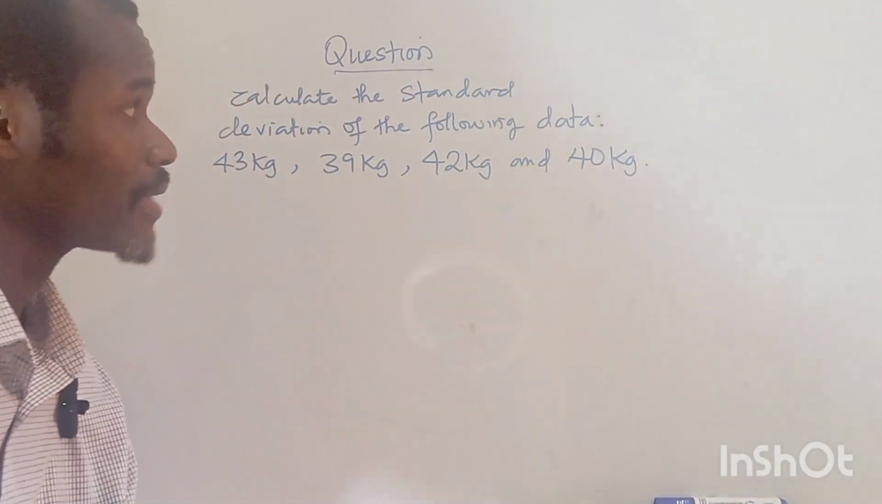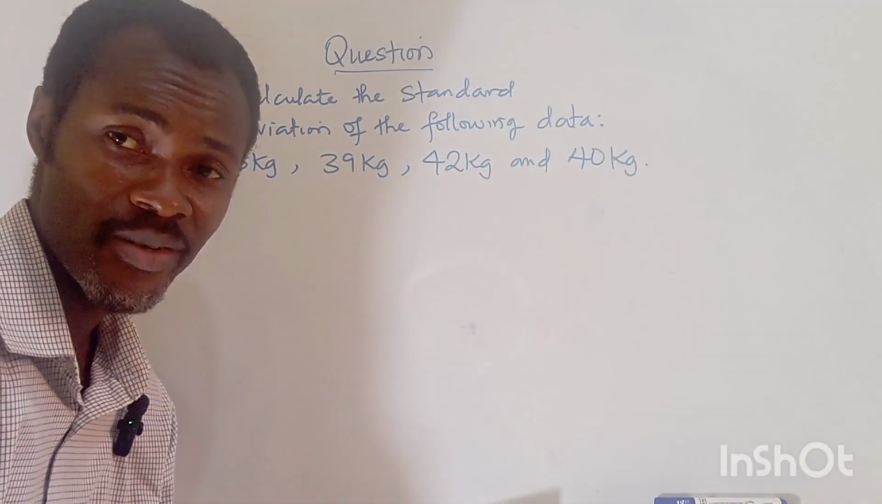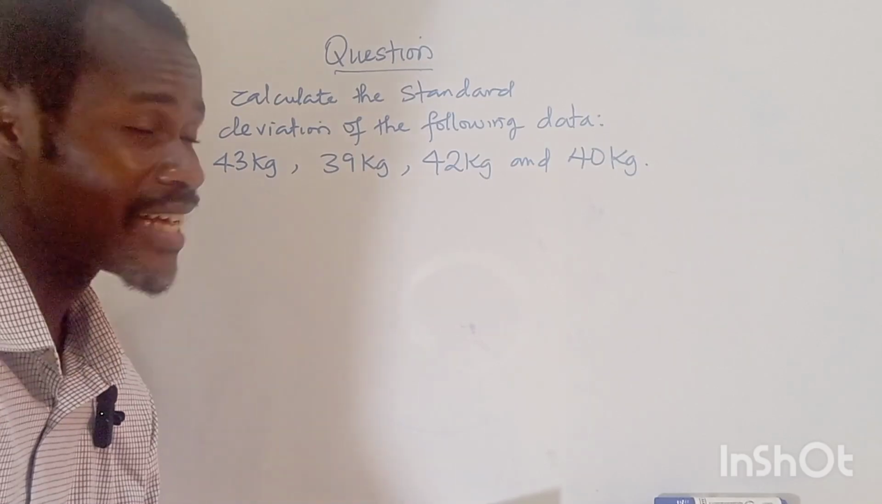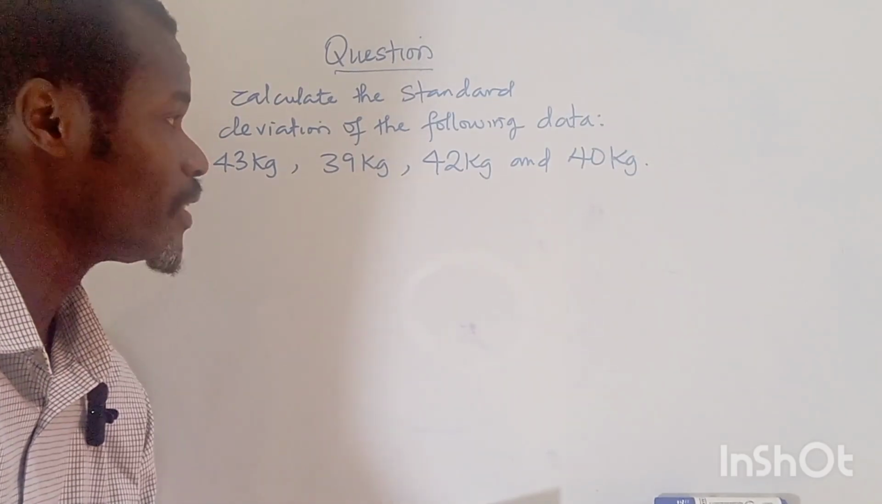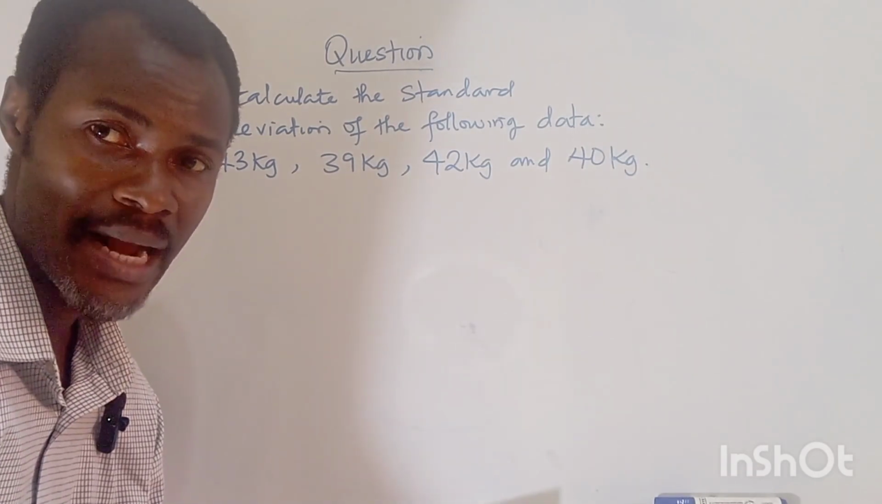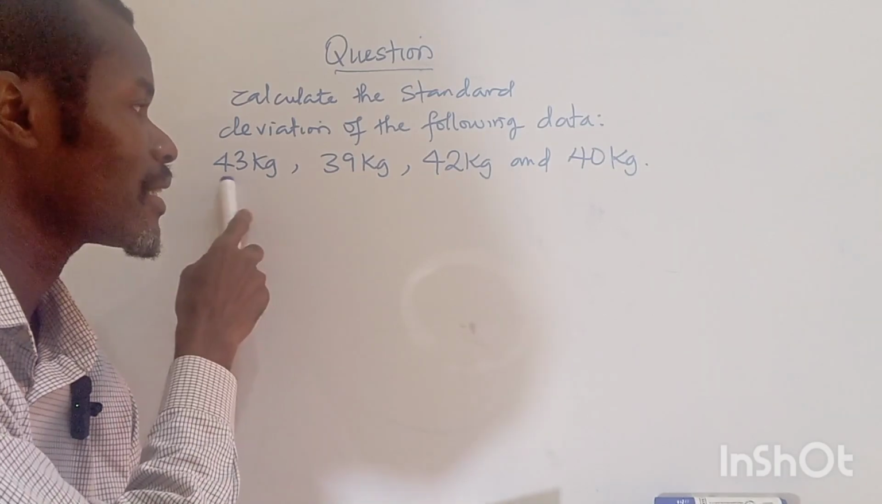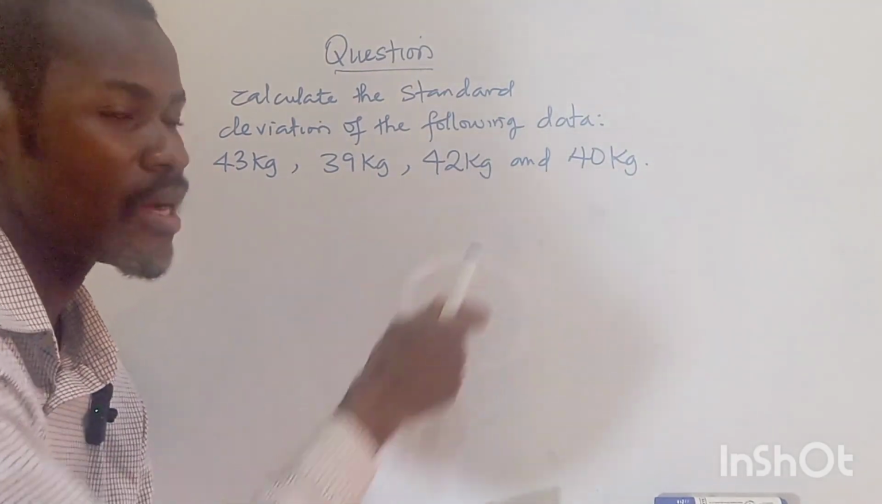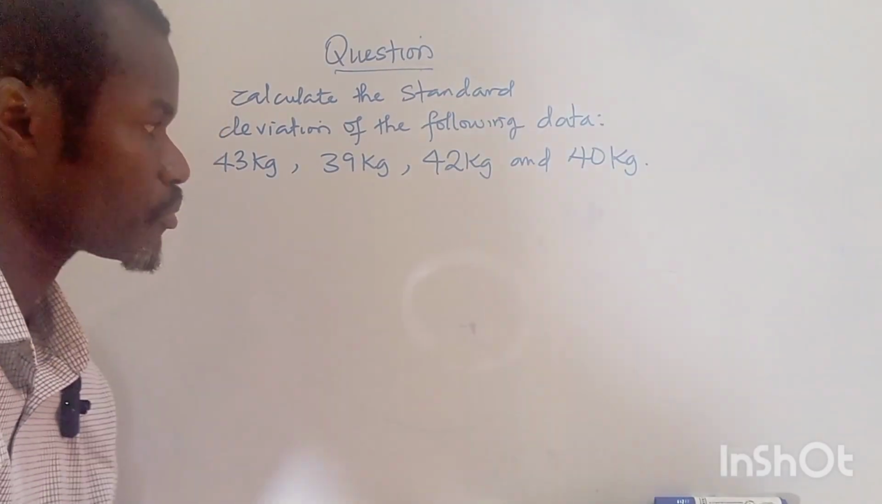So we are going to look at a simple problem on the board here on statistics. The question says we should calculate the standard deviation of the following data. The data we have is in mass: 43 kilogram, 39 kilogram, 42 kilogram, and 40 kilogram.